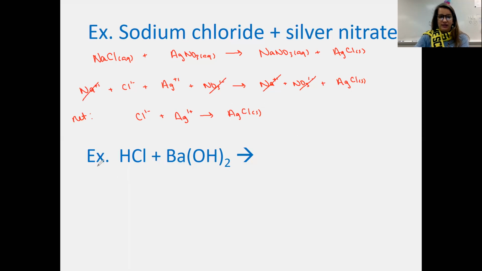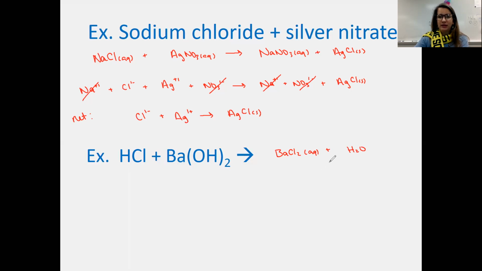So let's take a look at this next example. We've got insides with insides, outsides with outsides. So we've got barium chloride, so BaCl2, and barium chloride is aqueous. Then we have H plus OH minus, so that is H2O. When you have hydrogen and hydroxide coming together, they make water.